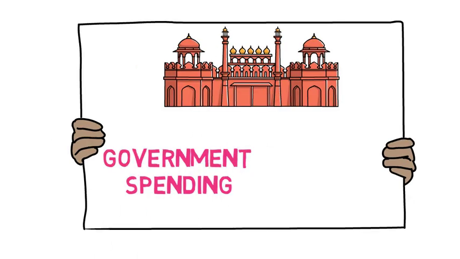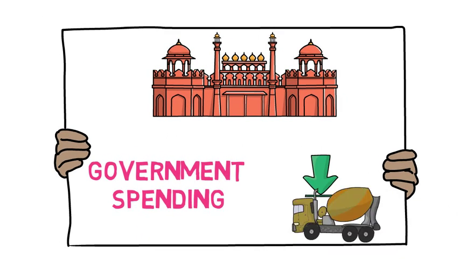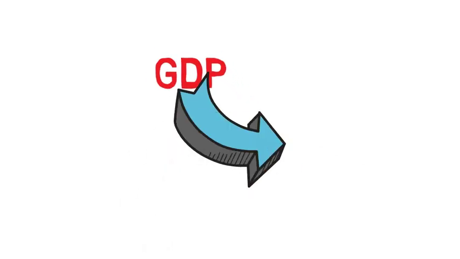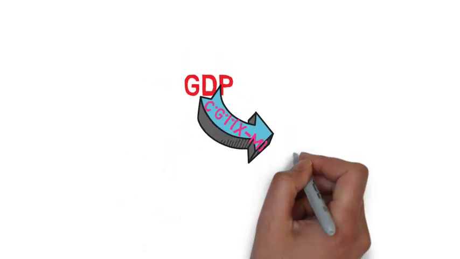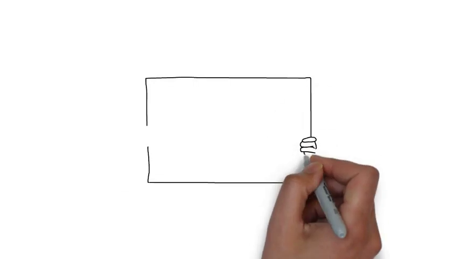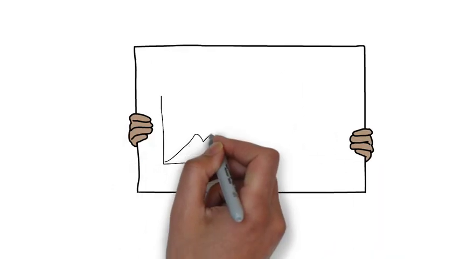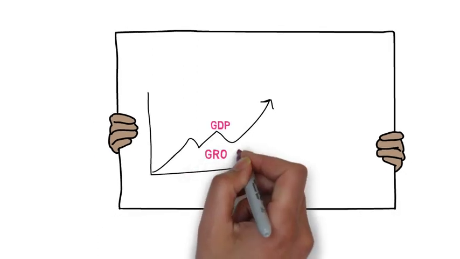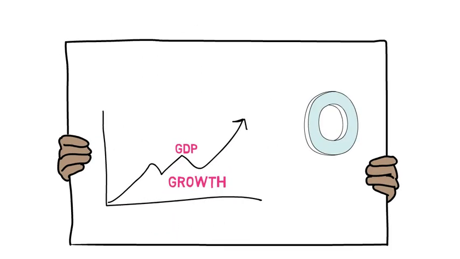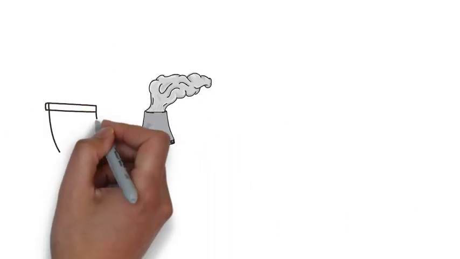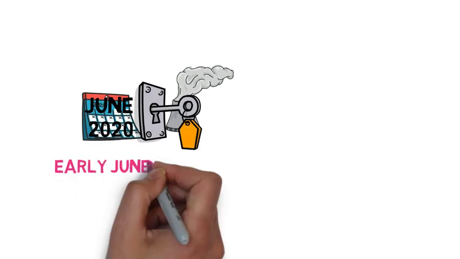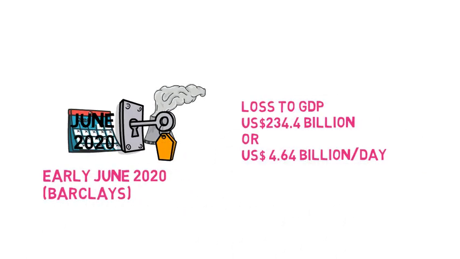The government asked its departments to cut first quarter expenses by almost 60%. The drop in all sectors is visible in GDP figures. According to various estimates, India's GDP growth rate may drop to zero or even negative. It means we are not growing or producing even what we were doing last year. But this will have serious implications on the economy. Barclays estimates if the lockdown ends by early June, India will lose $234 billion, or $4.64 billion a day.